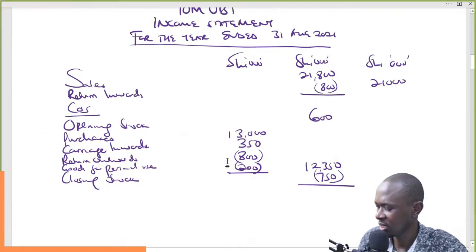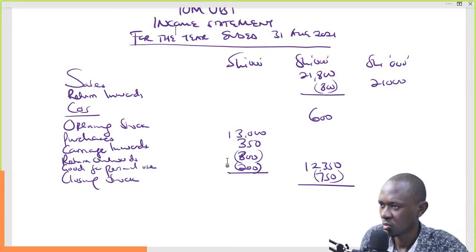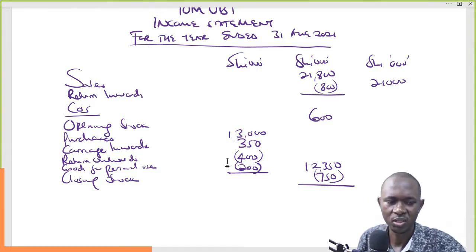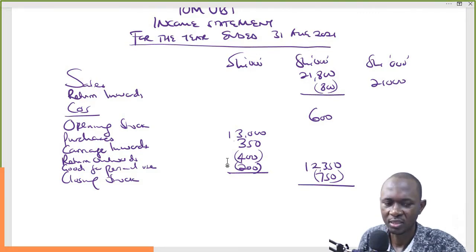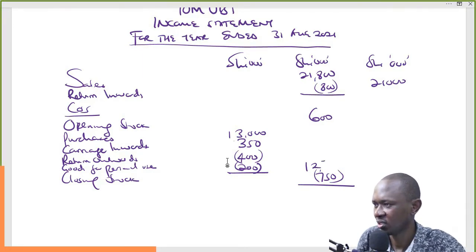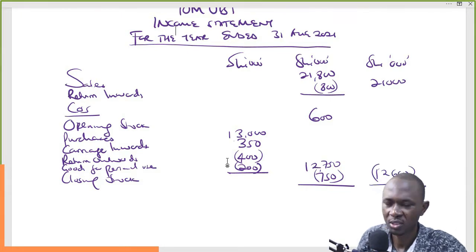Please check that, and that's a learning point for you also. Make sure you are very keen. So this is 400. Sorry for that. So this will give us, let's do it. This is 13,000 plus 350 minus 600. That gives us 12,750. So this will give us 12,600. Yeah, 12,600.